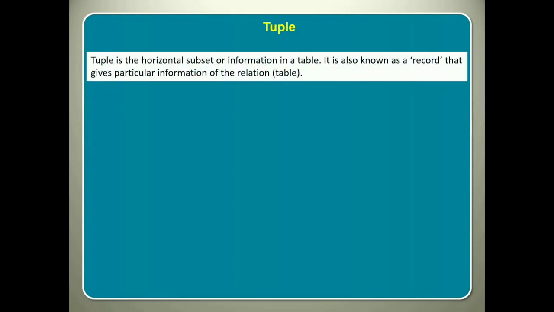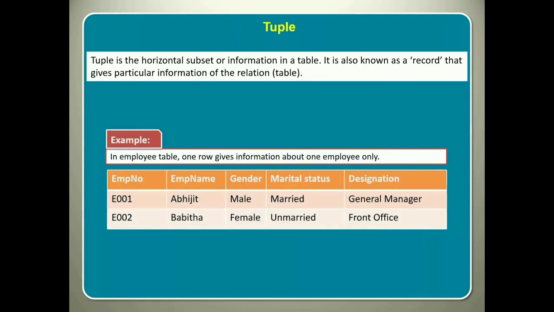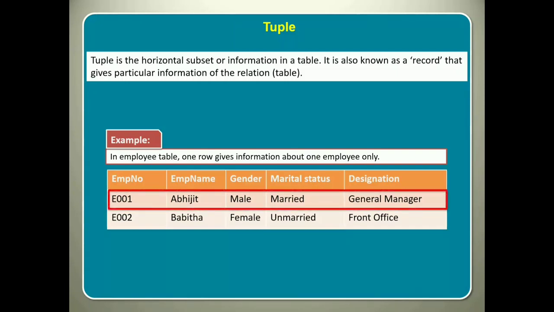Next is tuple. Tuple is the horizontal subset or information in a table. It is also known as a record that gives particular information of the relation table. For example, in employee table, one row gives information about one employee only.